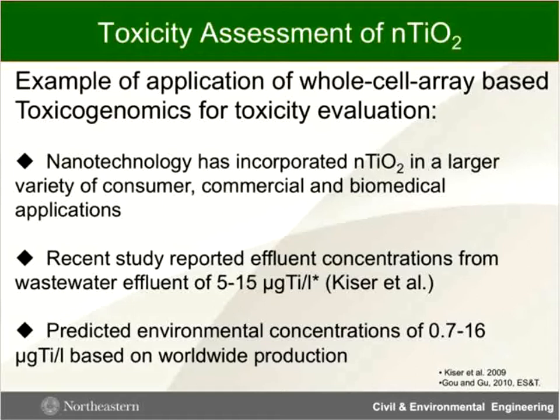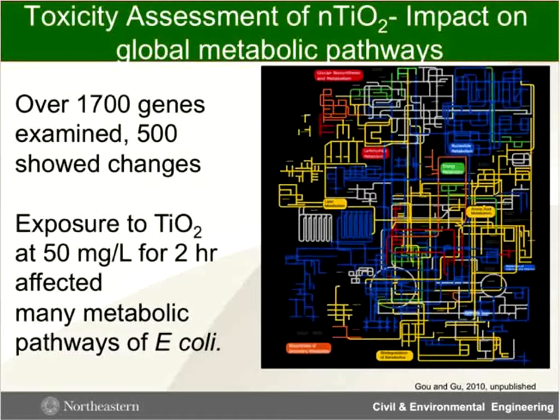So I will start with nano titanium dioxide as an example. I think all of you probably know that titanium dioxide has been incorporated in many, many commercial products and biomedical applications, and a recent study reported real measured concentrations in wastewater effluent in a range of 5 to 15 micrograms per liter. There's also another report of a similar magnitude of concentration predicted based on production in a Switzerland scenario. I will start with the global, higher level type of information we can obtain with this approach, and then I will drill down into some detailed information on certain specific stress-related pathways.